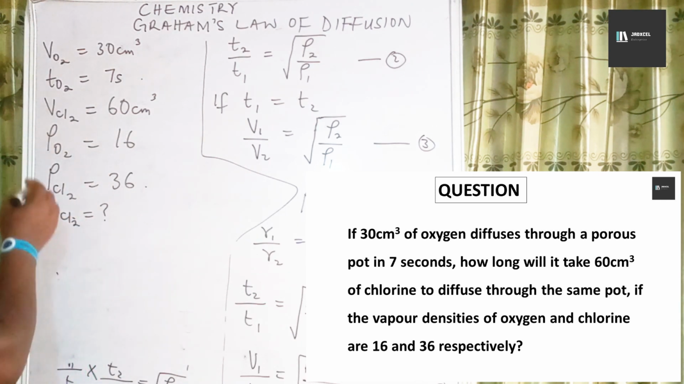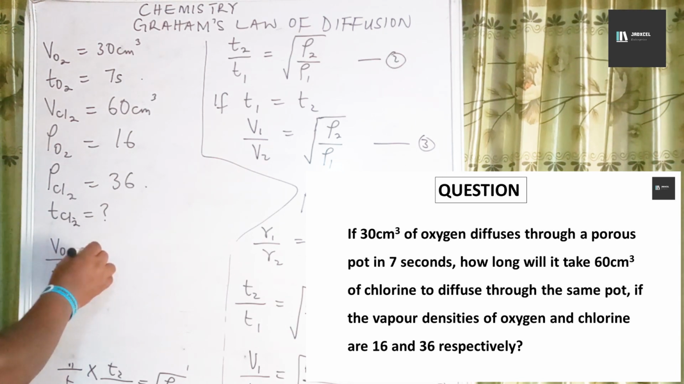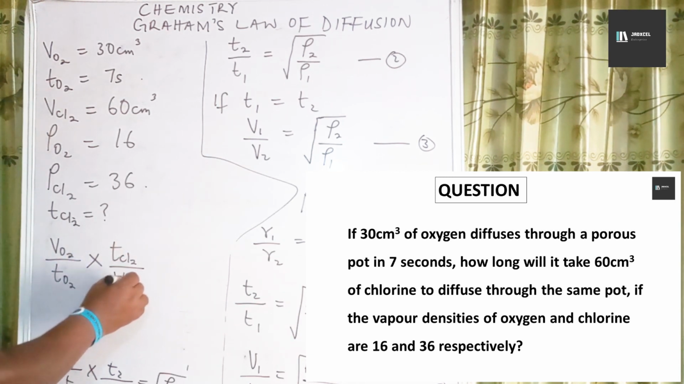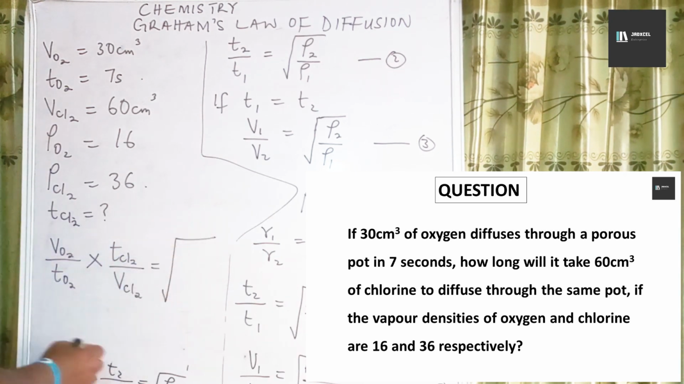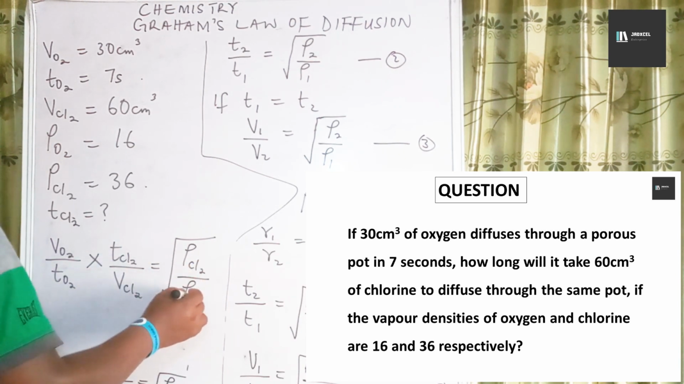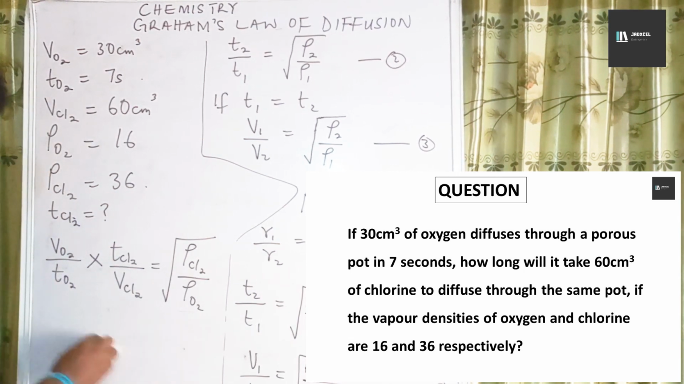So if our first gas is taken as oxygen, we have the volume of oxygen divided by the time it takes oxygen to diffuse, times the time it takes chlorine to diffuse over the volume of chlorine that has diffused, equals the density of chlorine divided by the density of oxygen. When we were proving the formula, we used 1 and 2. So 1 means the first gas we choose to consider, and 2 the second gas.